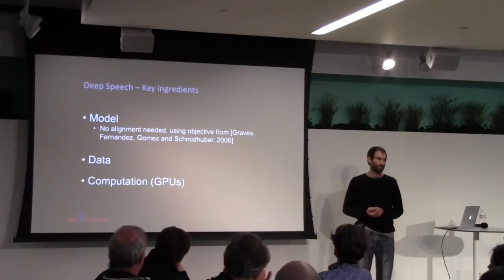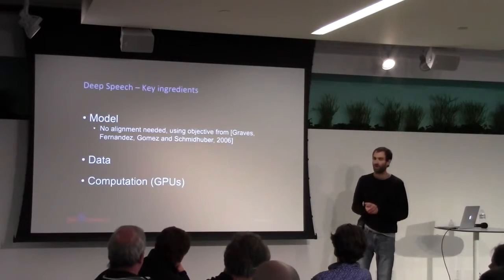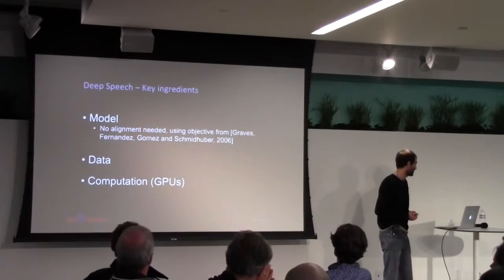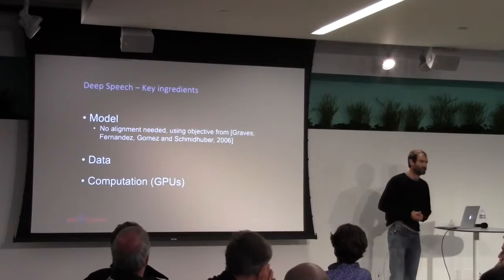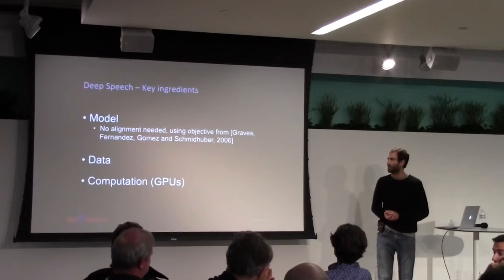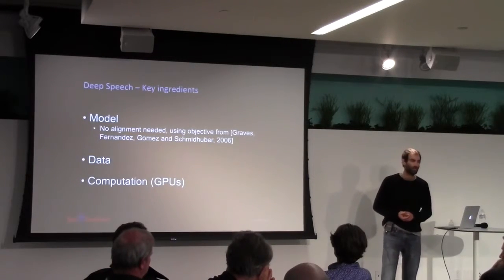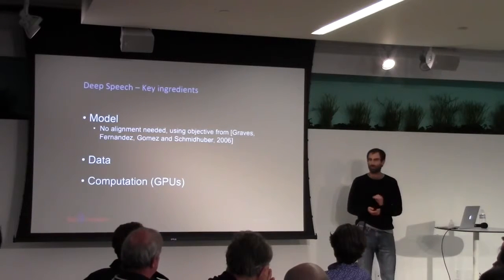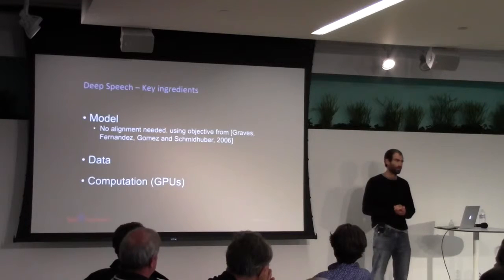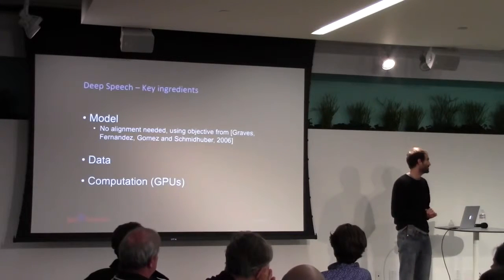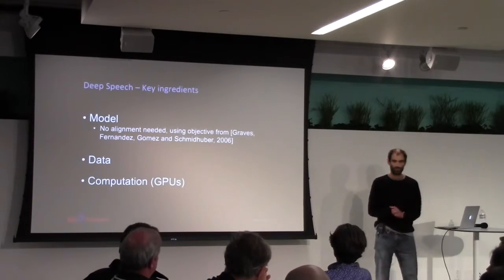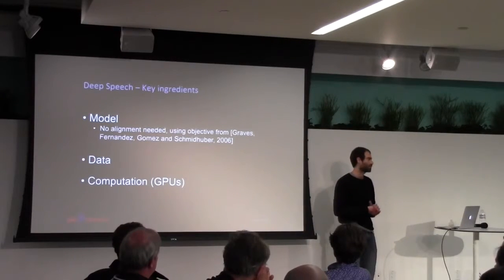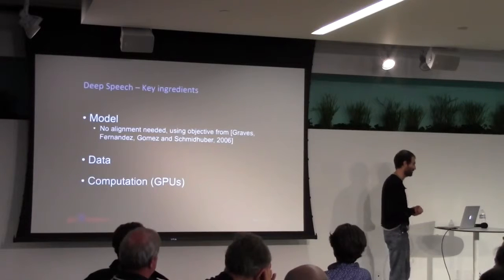There are three main ingredients for this system. The first is the model. This is the rocket ship, the rocket engine. The model is based on a bidirectional recurrent neural network with CTC, which stands for Connectionist Temporal Classification, a loss function which I'll describe in a little bit of detail in a moment. The second main ingredient is data. That's the rocket fuel. We need a lot of data. Where does that come from? Where do we capture such a huge amount of data? I'll talk a little bit about that.